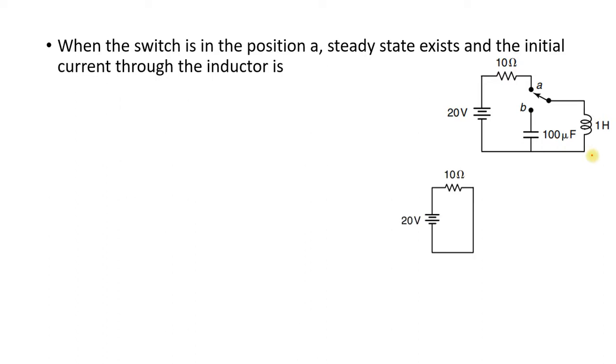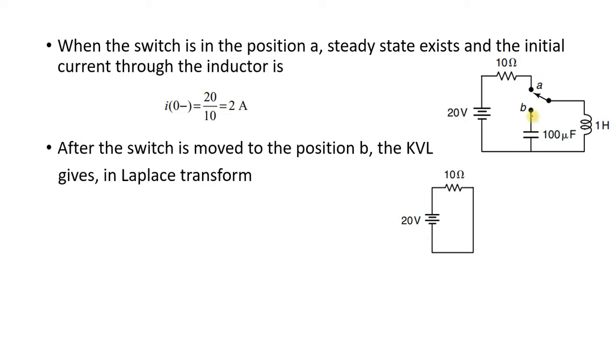Therefore the current through the circuit is I of 0 equal to 20 divided by 10, which is equal to 2 ampere. So this is the initial current flow through the inductor. Now the switch is moved from position A to B, so the loop equation becomes, and the corresponding circuit diagram looks like this.